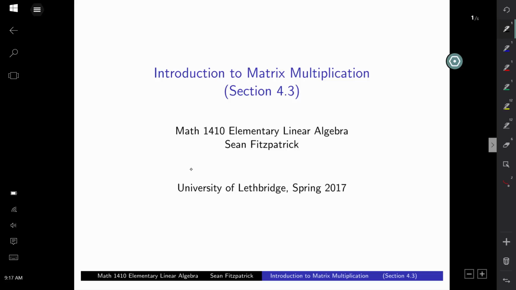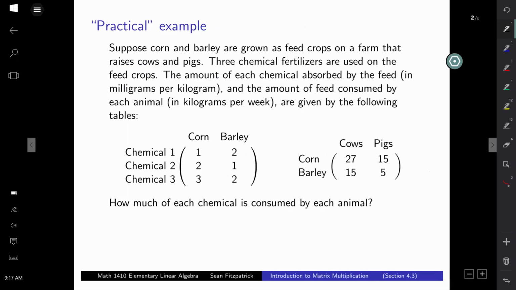So, to introduce the idea, we're going to warm up with a "practical" example. I put practical in quotes because I have no idea if this example has any connection to reality. It probably doesn't. But we could imagine a scenario where we've got a farm that raises livestock. We've got cows and pigs in this case, and each one is provided with some grain feed. I've gone with corn and barley. Whether or not these are appropriate feeds for these animals, we're not going to get into any of those details here.